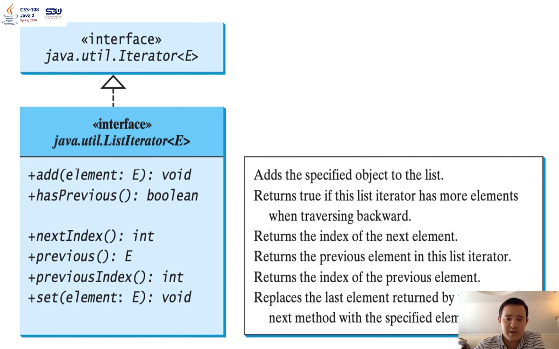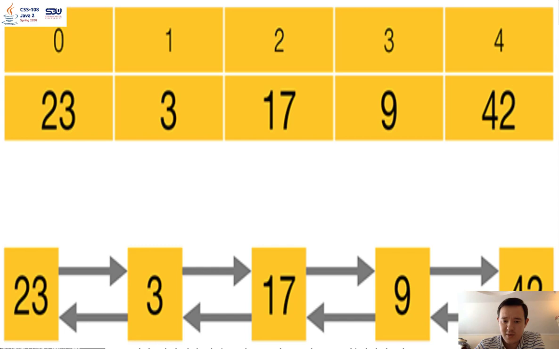So here we don't have the next method. Actually, it's in the iterator interface, which is the super interface of list iterator. Also, we don't have remove, which is also in the iterator interface, and hasNext is also in the iterator interface. So this list iterator has some additional methods. Now let's talk about the ArrayList and LinkedList classes and their differences.